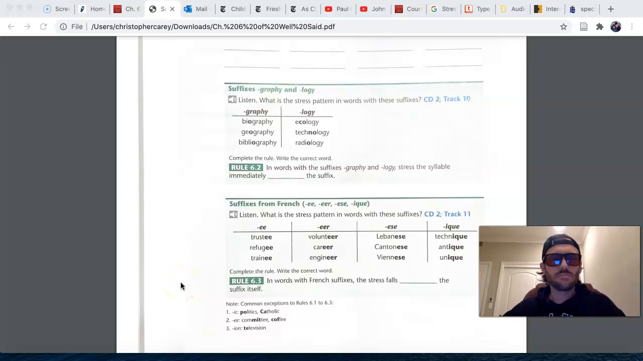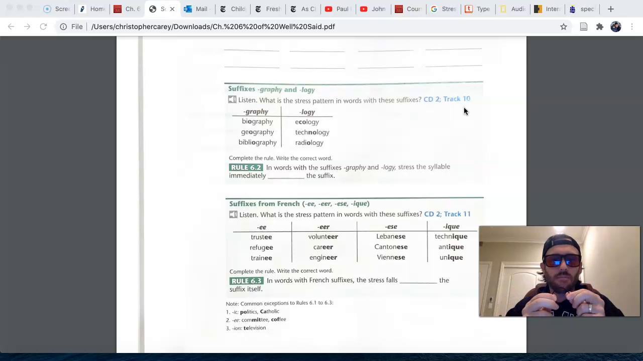All right, everyone, our last lesson for Chapter 6 focuses on the suffixes -graphy and -logy, very much a part of scientific and academic suffixes. You'll find these suffixes appear, and we're trying to determine the rule for these just as we were for the suffixes beginning with the vowel I. Can you identify any stress patterns in the words with these suffixes? Let's take a listen. You can listen to CD2 track 10 as well.